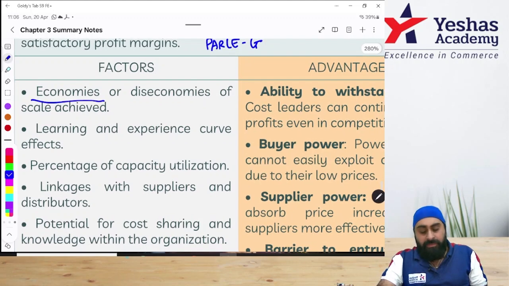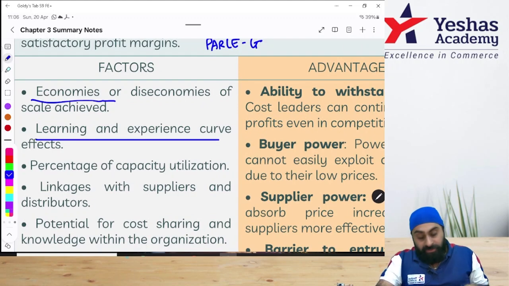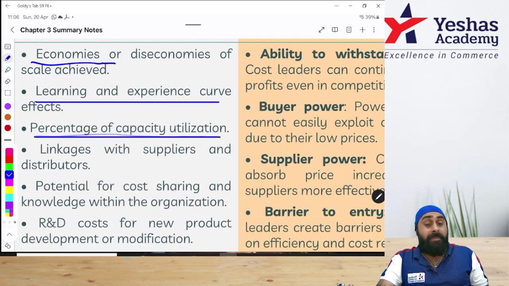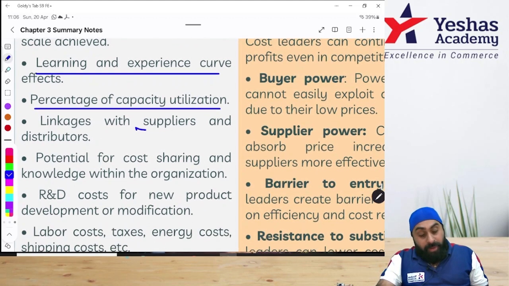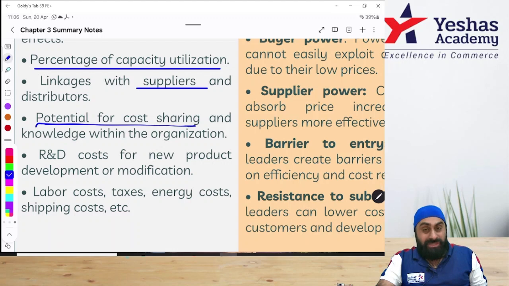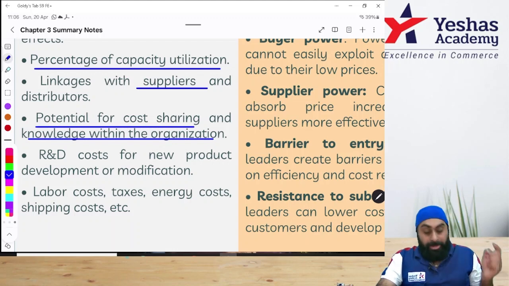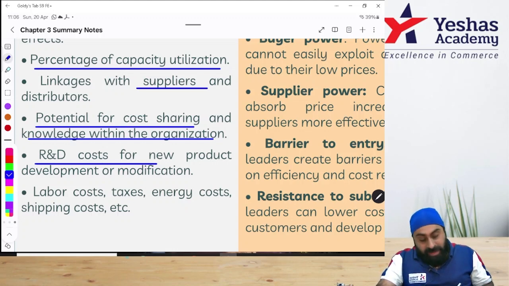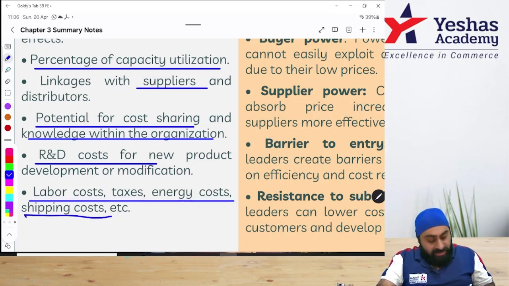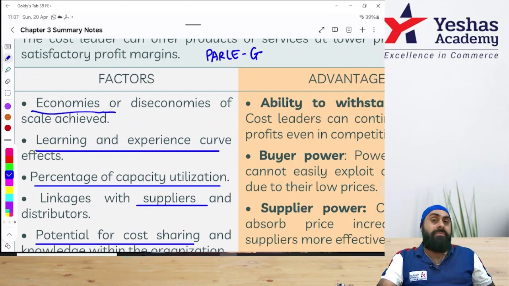What are the factors? Economies of scale. If you have a lot of economies of scale, you can reduce the cost. Learning and experience curve: if you have a good learning and experience curve, you can reduce the cost. If you use 100% of the capacity, you will reduce the cost. If you have proper relations with suppliers and distributors, you will reduce the cost. If you have potential for cost sharing and knowledge sharing with other organizations, say outsourcing, you will reduce the cost. Research and development cost can be reduced to attain cost leadership. Labor cost, taxes, energy cost, renewable energy, shipping cost, etc., can be reduced to become a cost leader. So these are the factors by which you can become a cost leader.